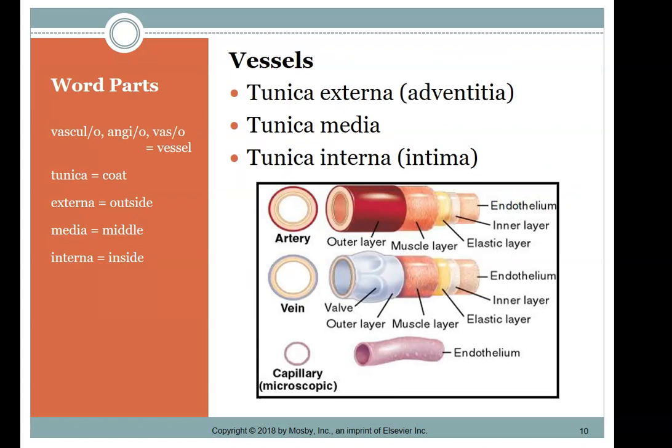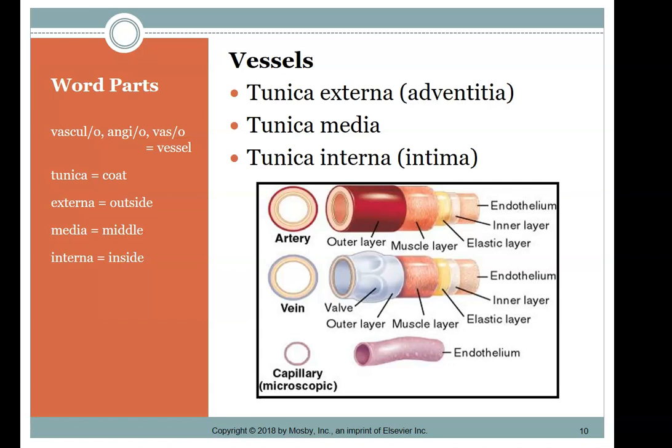The muscular thick arteries, also known as vessels, are composed of three tunics or coats. The outer layer is called the tunica externa adventitia. The muscle layer and elastic layer are called the tunica media, and the inner layer is called the tunica interna, the intima.